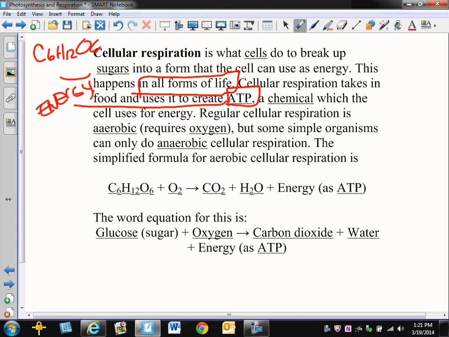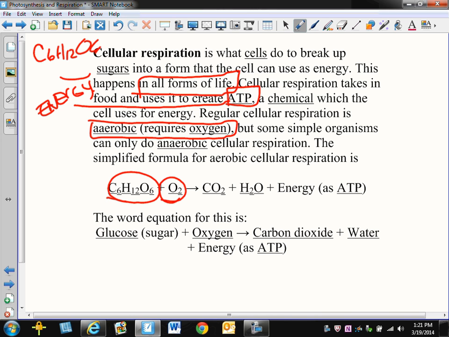Regular cellular respiration is aerobic. This is a term you're going to have to know. But some simple organisms, bacteria, can only do anaerobic. Anaerobic means without oxygen. The simplified formula for aerobic cellular respiration is this. You are going to have to know this. C6H12O6 plus O2 gives us CO2, H2O, and energy.